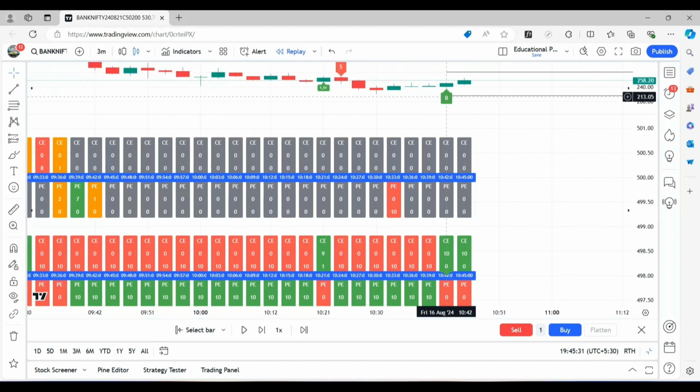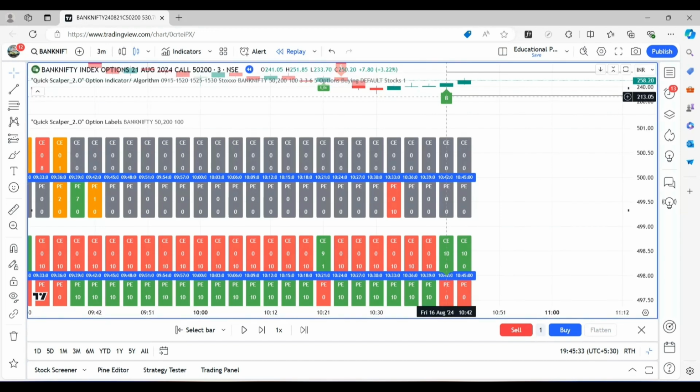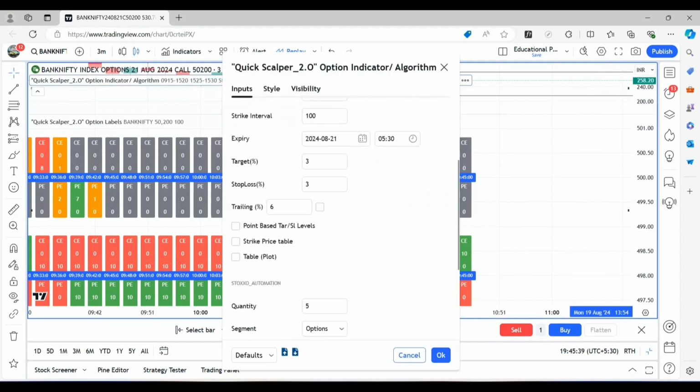So this confirmation will be a higher probability entry. No need to worry about the entry. After taking the entry you can maintain the stop loss on a trailing basis. Otherwise, if you go to the settings of the indicator, you will have the target and stop loss levels based on this only. So 3% target, 3% stop loss.